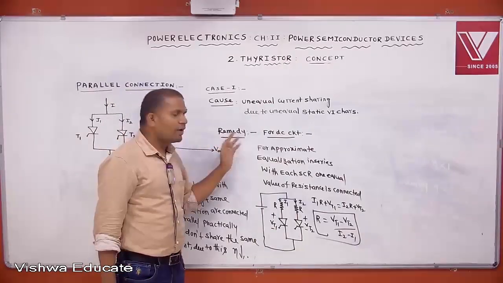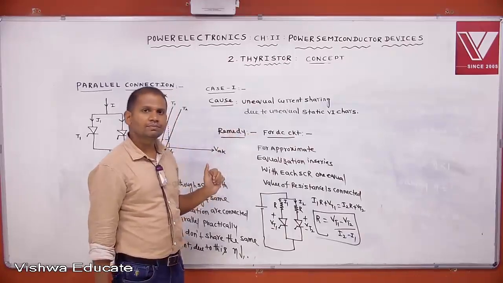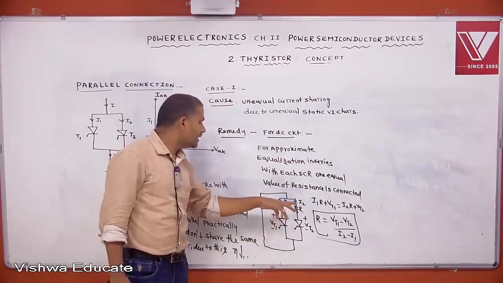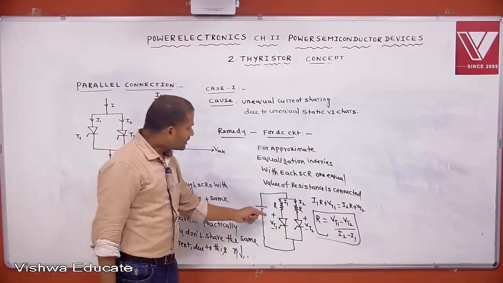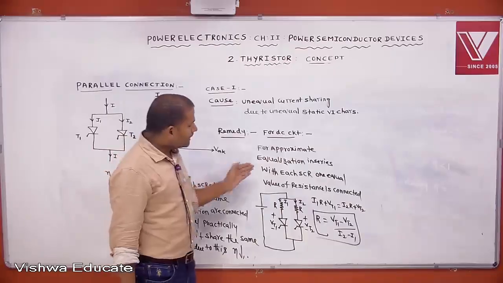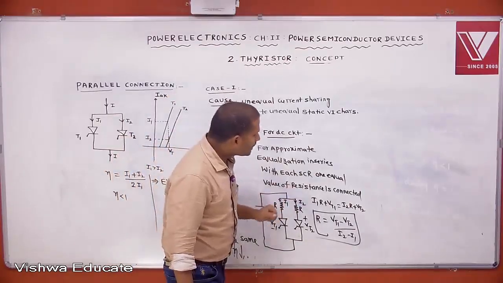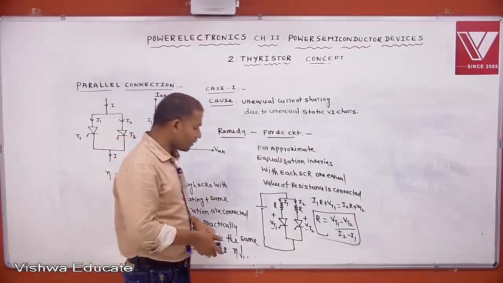The remedy for this problem is, if it is operated for a DC circuit, we can connect one equal resistance in series with each SCR if it is operated for DC supply. Then what is that resistance equal to? That resistance is equal to (VT1 minus VT2) by (I2 minus I1), that we are getting.